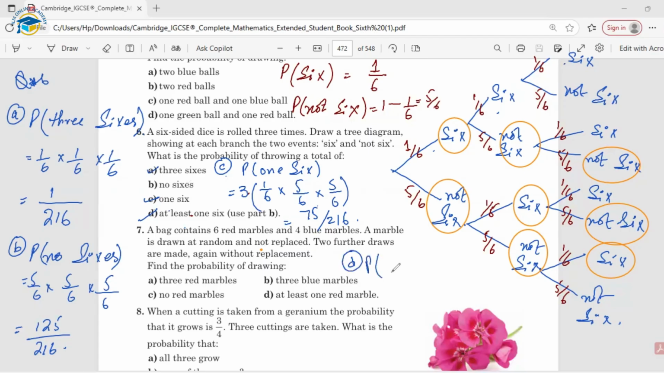D part. Probability of at least 1/6. So from 1, we are going to subtract this 125 over 216. Take the LCM. 216 minus 125. Subtract this. So I'm getting 91 over 216. This is the probability of getting at least 1/6. Okay. So this is your complete part number 6. Hope this as well is clear.